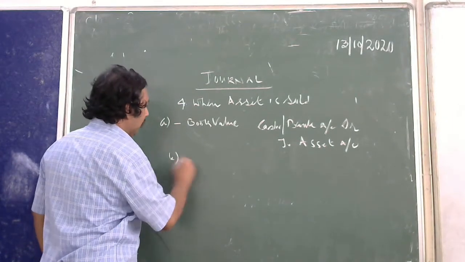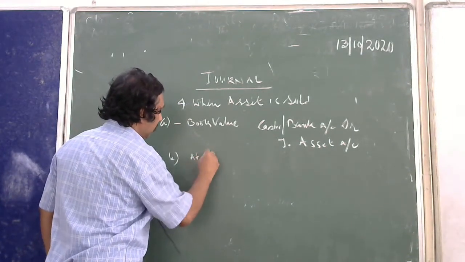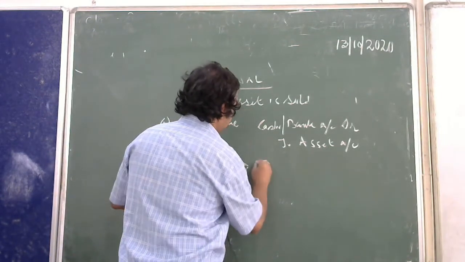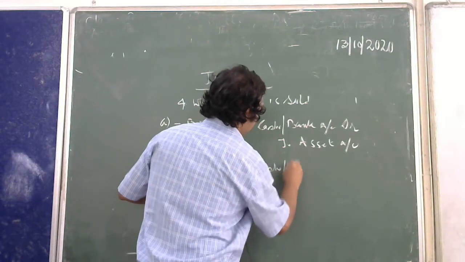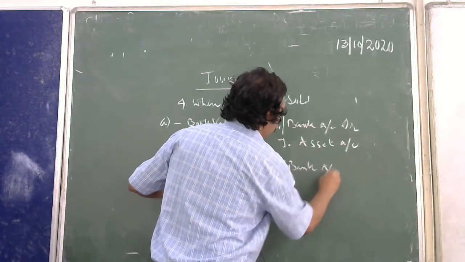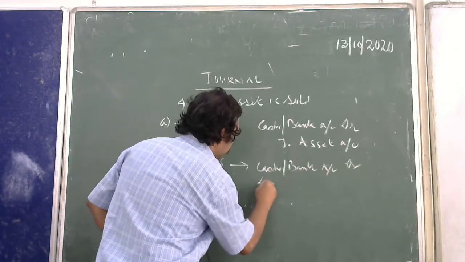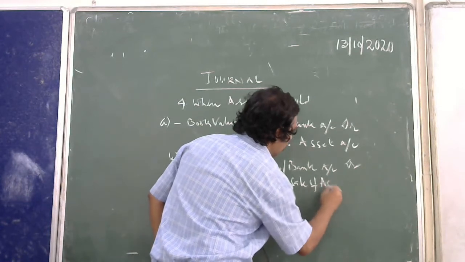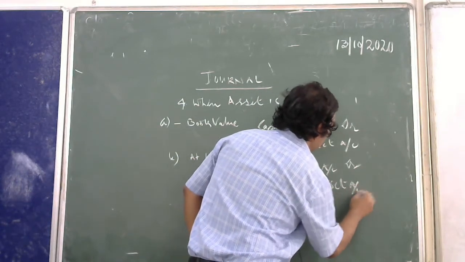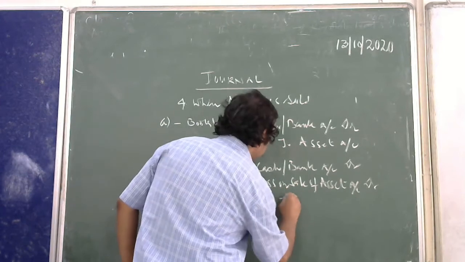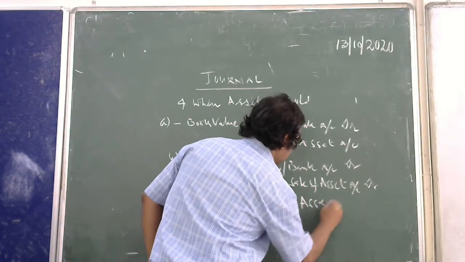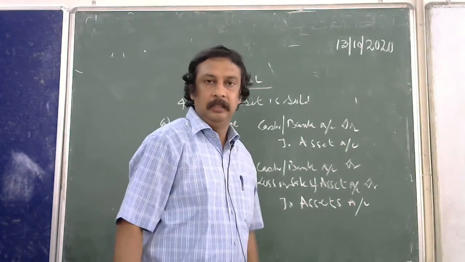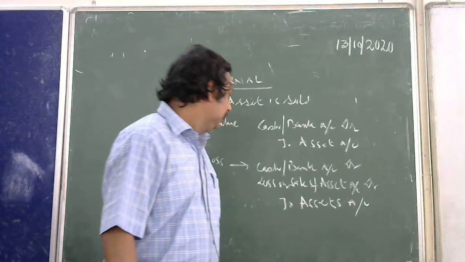Now if it is sold at a loss, then the journal entry is cash account, bank account debit, loss on sale of assets account debit to assets account. Loss is debited.